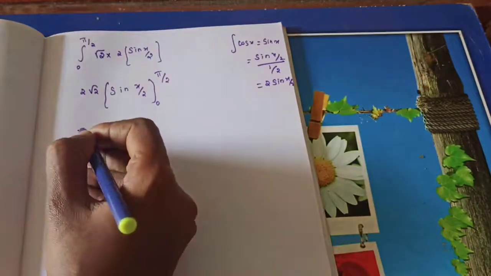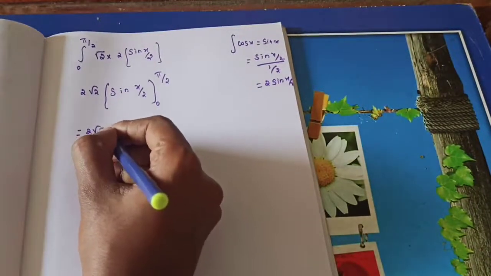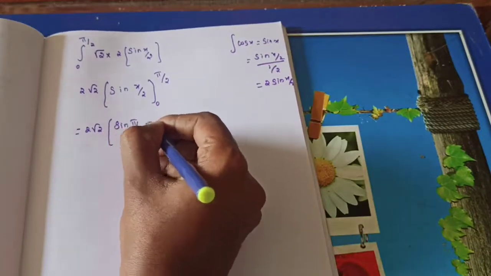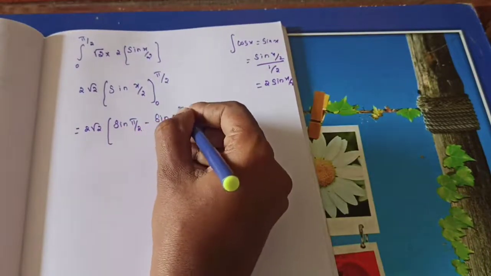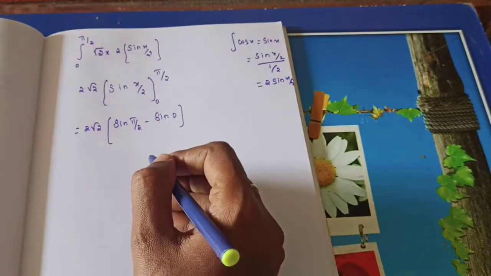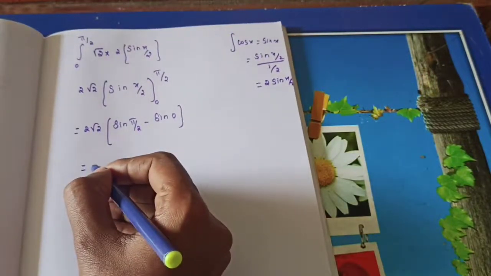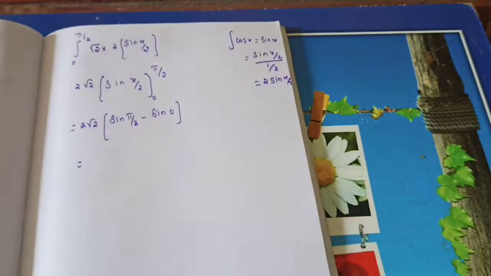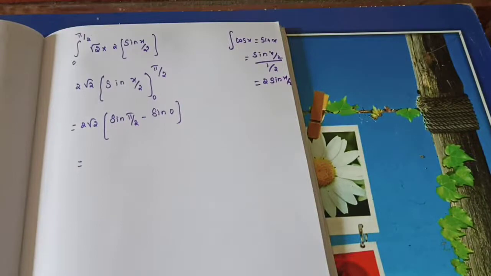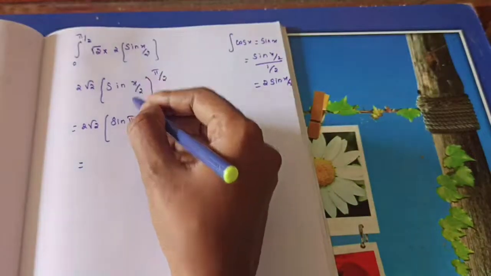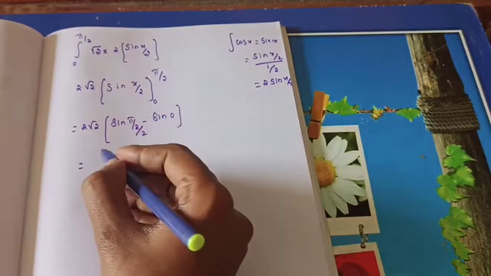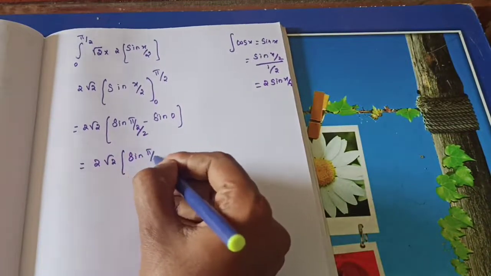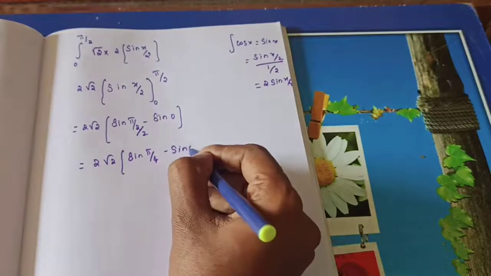So what's the value you will get? 2 root 2 is there. So now apply the limit. Sin pi by 2 by 2 minus sin 0. Correct? So in the place of x, pi by 2, sin x by 2 means pi by 2 by 2. So pi by 4 you will get. Okay. So sin pi by 4 minus sin 0.